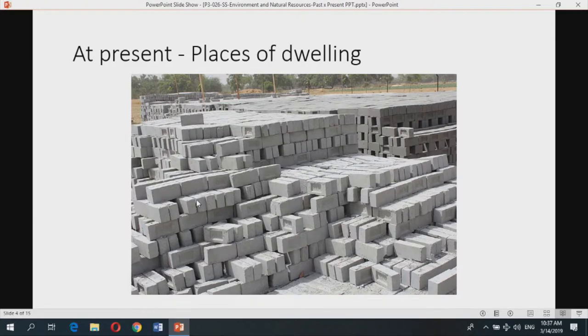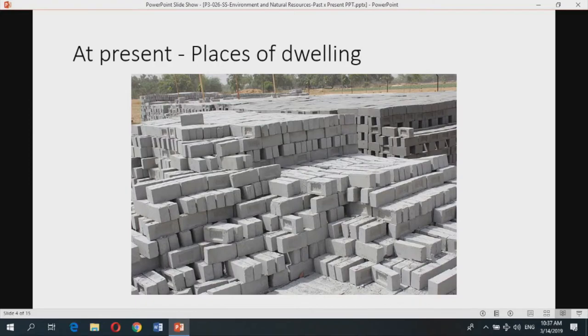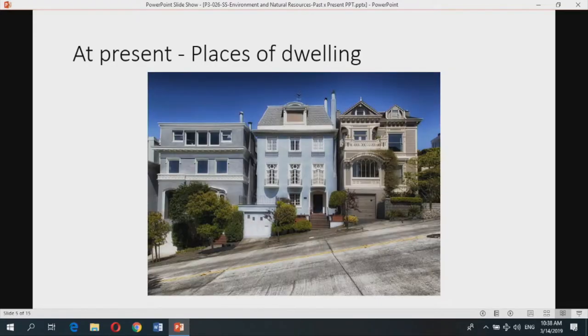Yes. Modern houses now are made of stone or concrete. Yes. You notice here, what's this house made of? Wood. Houses nowadays are not made of wood. They are made of stone or concrete. And what do they look like? You can see. Are they small or big? Big. Very big. In some countries like America and Europe, the houses are 5 or 6 floors.